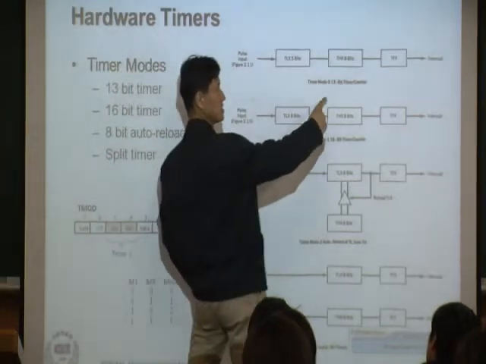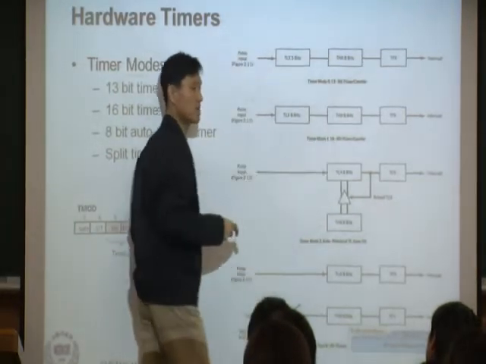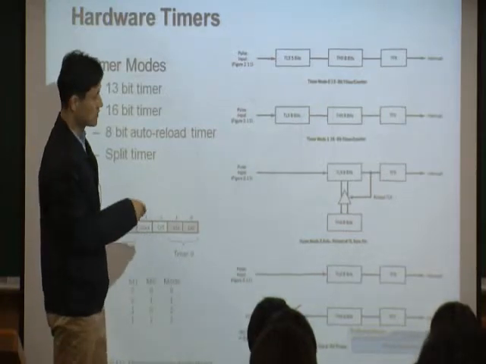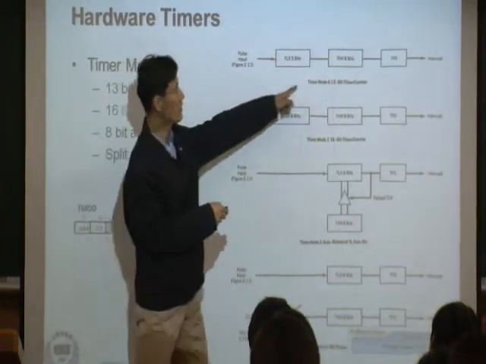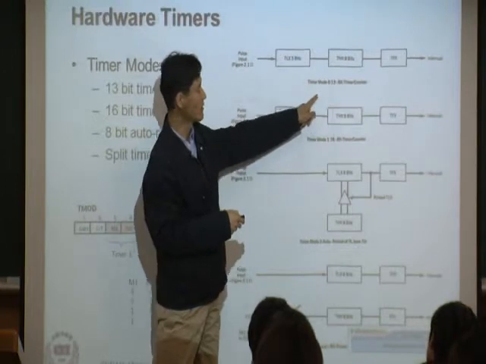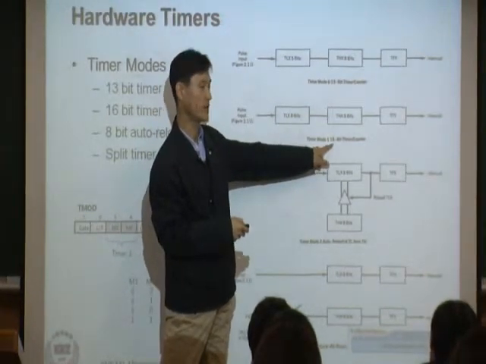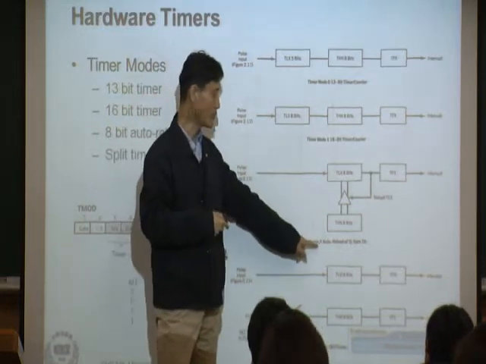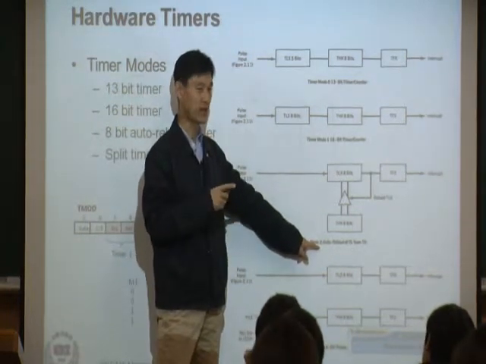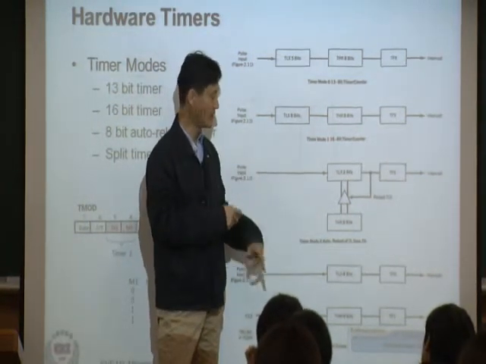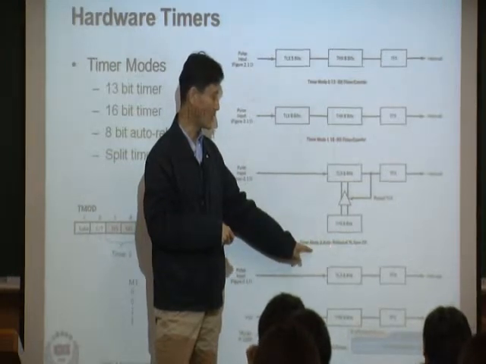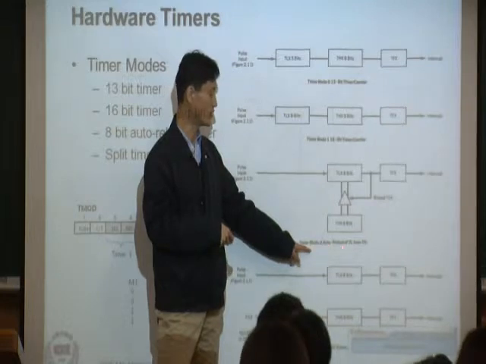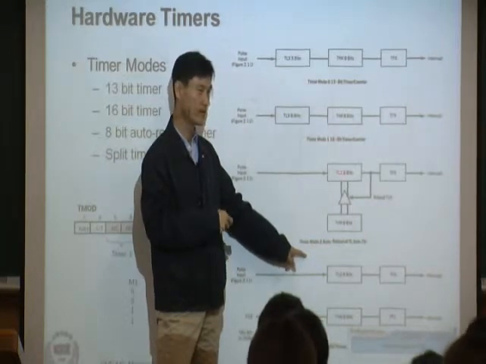As you see here, this is a 13-bit timer. I'll tell you what that means in a minute, but let's look at the difference first. Timer mode 0 is a 13-bit timer. Timer mode 1 is a 16-bit timer, a bigger timer. Timer mode 2 is an 8-bit timer. It's a smaller timer, but the nice thing is that it has an auto reload feature. It's an auto reload 8-bit timer.